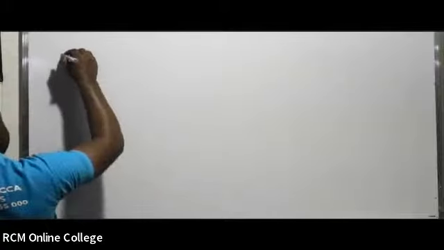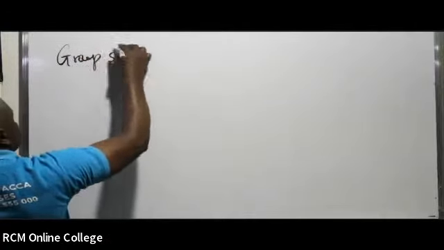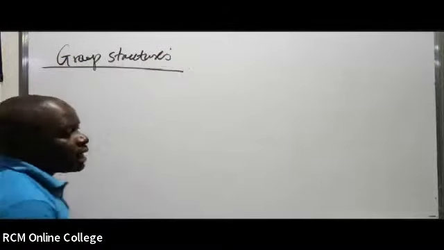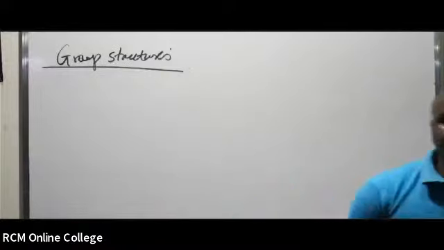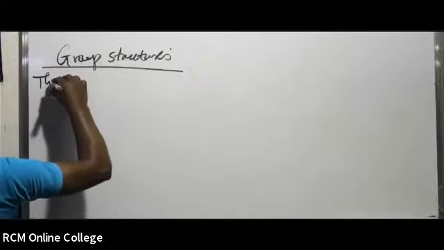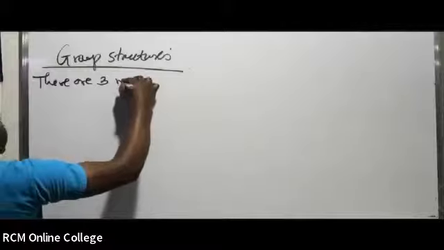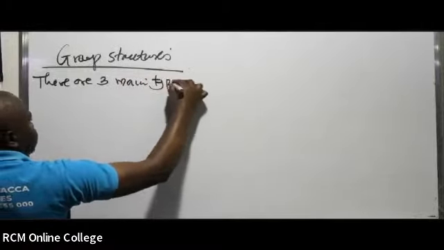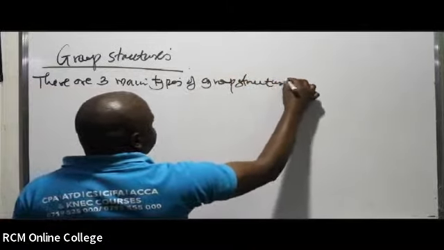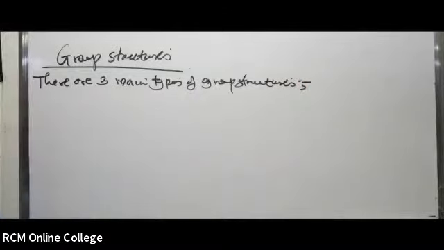So you can write a small title here, group structures. And this is ideally what you are supposed to start with when you are solving a consolidated financial statement in an exam. You need to start by drawing what we call a group structure. You can write, there are three main types of group structures.